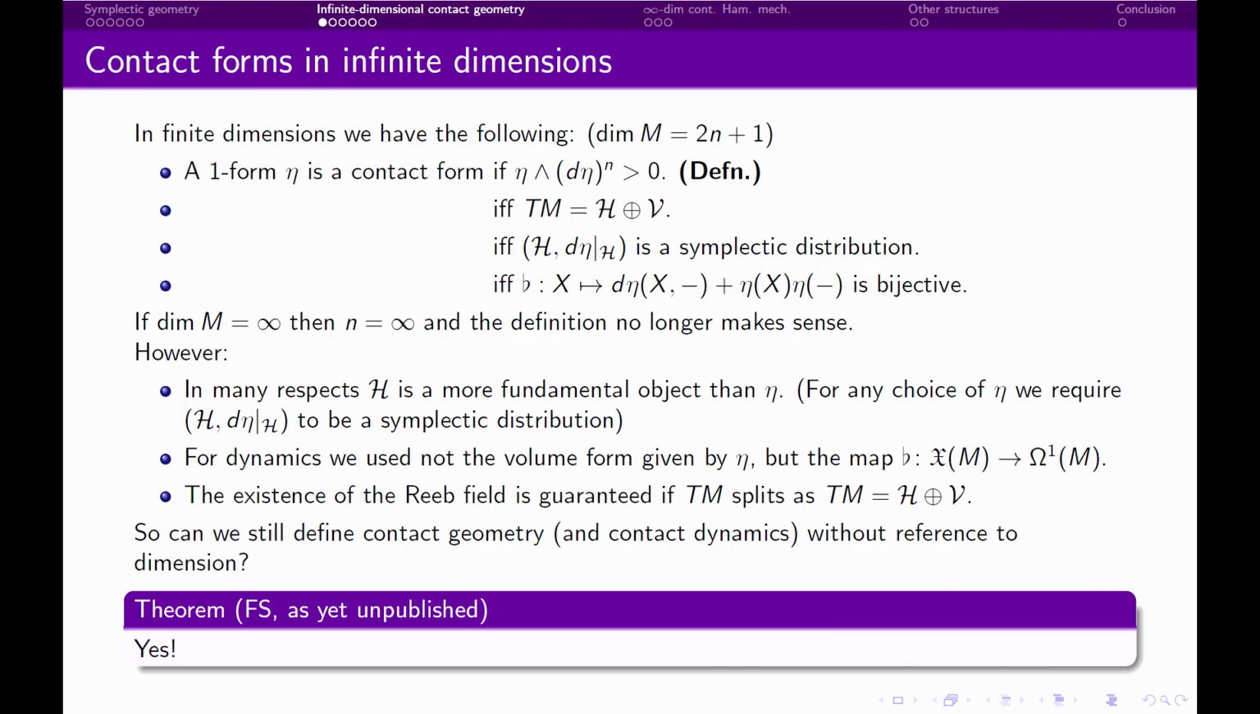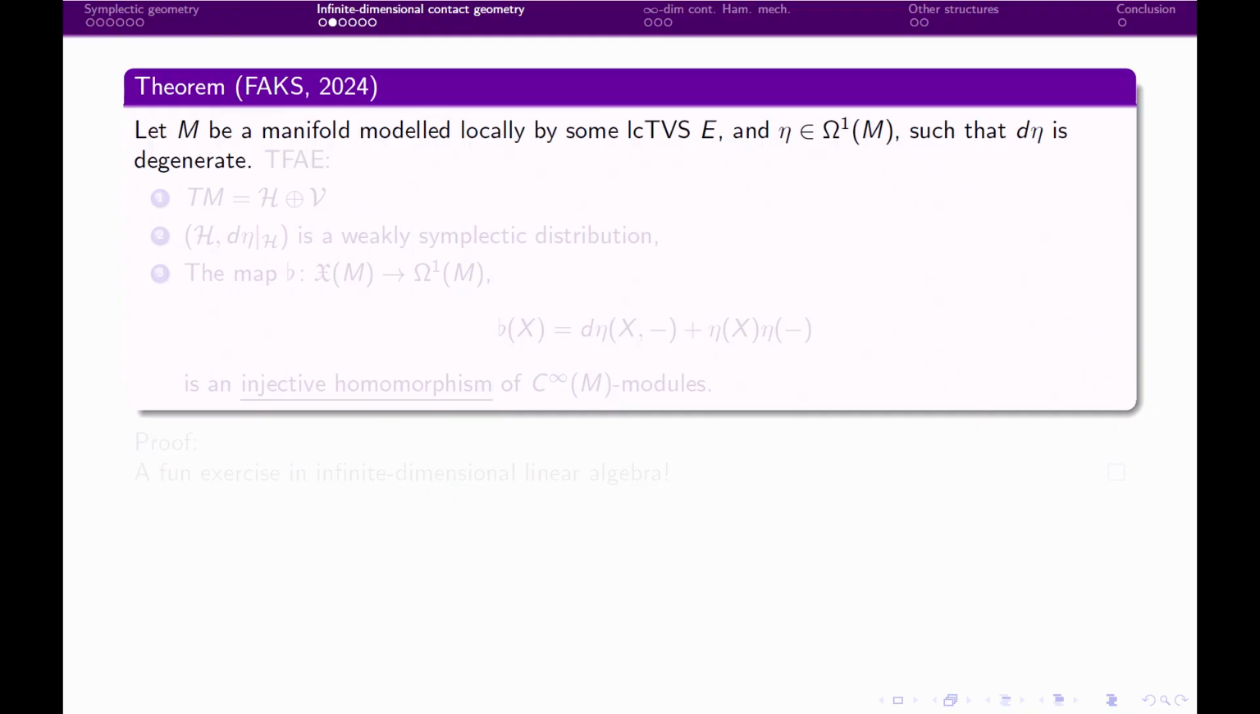I'm working on this bit. It has been submitted somewhere. Okay, so basically the theorem is that we can do away with the definition, and we can take the next three things and use these instead. So basically the following are equivalent for eta a one-form on some infinite dimensional manifold, and d eta we actually have to assume to be degenerate this time, because, well, I'll mention that in a second. So the following are equivalent.